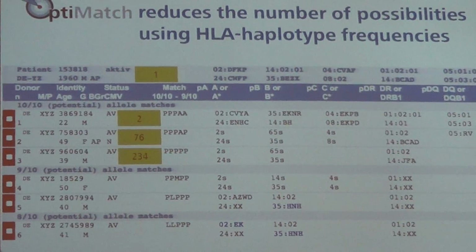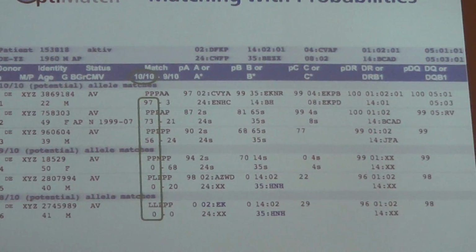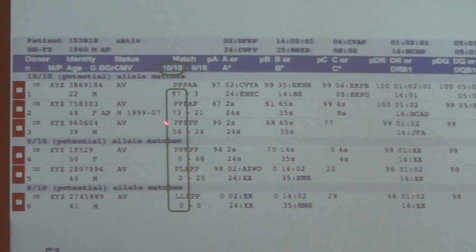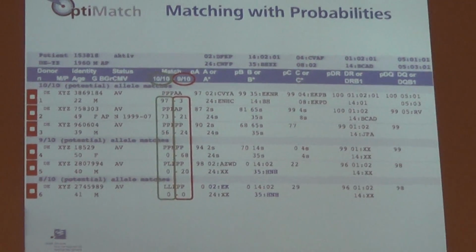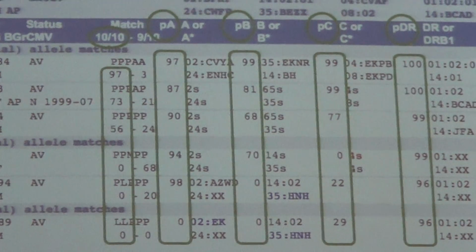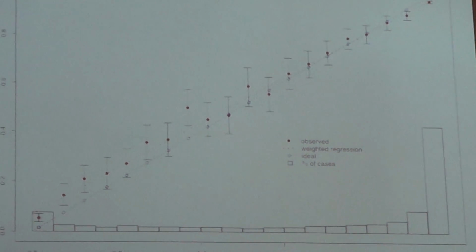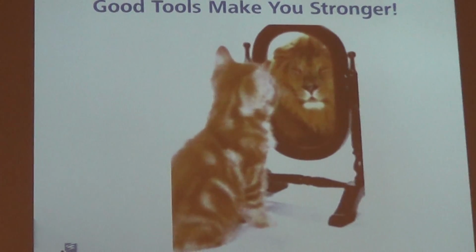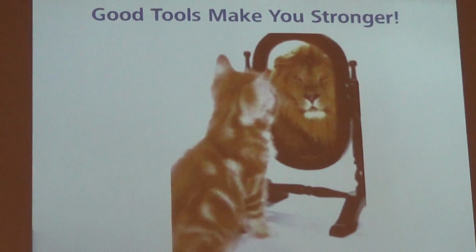And then you can really add what we want to see, the probabilities. 10 out of 10, going down from 97% in the first case to 56% for the third donor. And it shows you the probability of only being 9 out of 10 and being matched or mismatched at each of the loci. I'm skipping the validation of this whole OptiMatch approach and just tell you, if you have such a tool, you are a lot stronger searching for the best match for your patient.